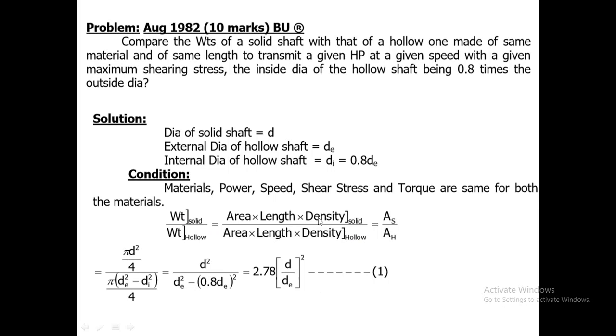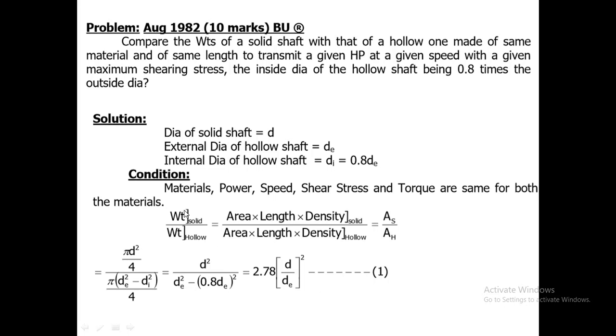So if the material is the same, the densities will be the same, but the weight will be different for the hollow and the solid shaft. So here we'll directly take the ratio of the solid shaft and the hollow shaft with respect to weight. I told you that weight is nothing but volume into weight density.